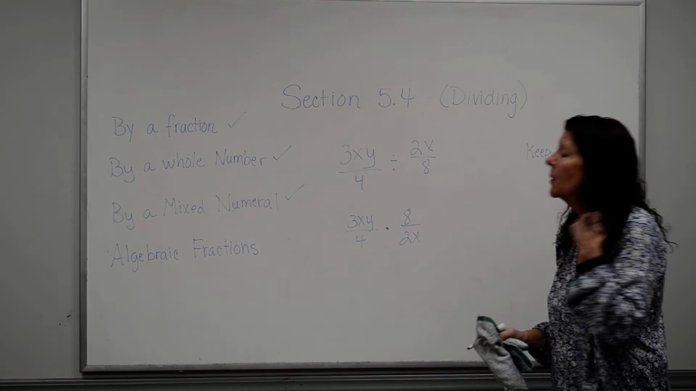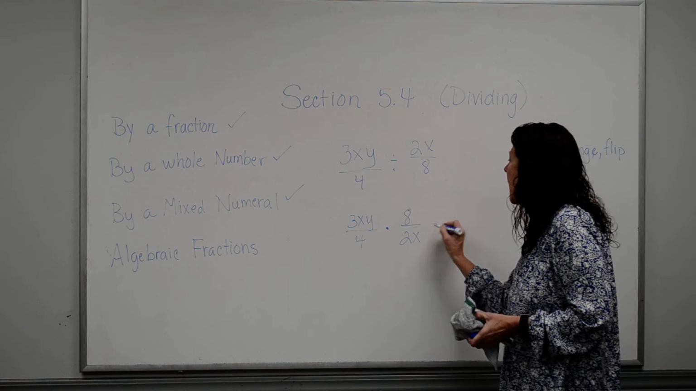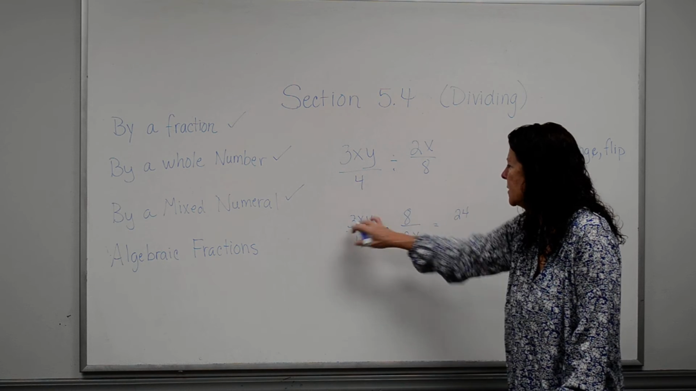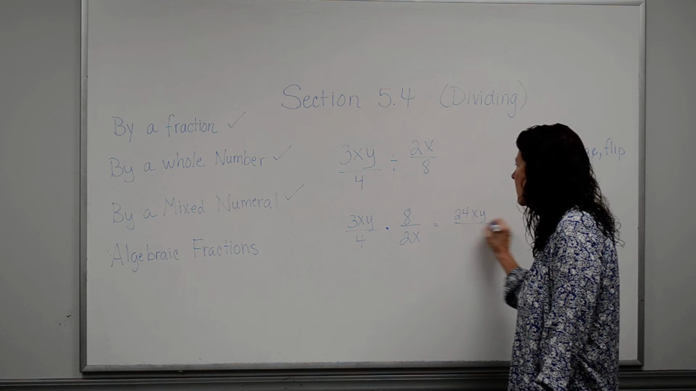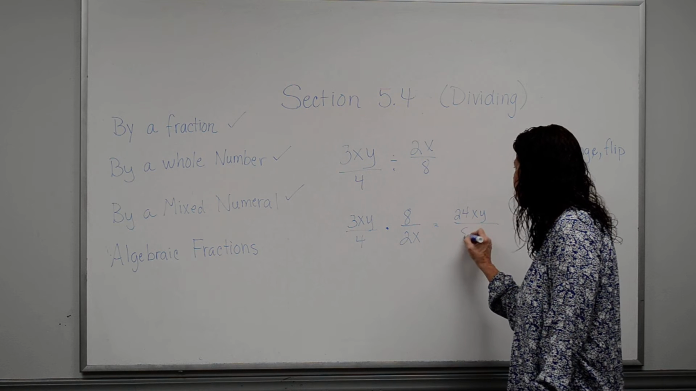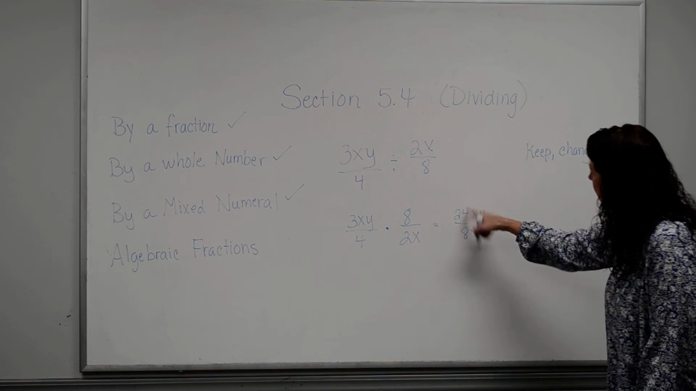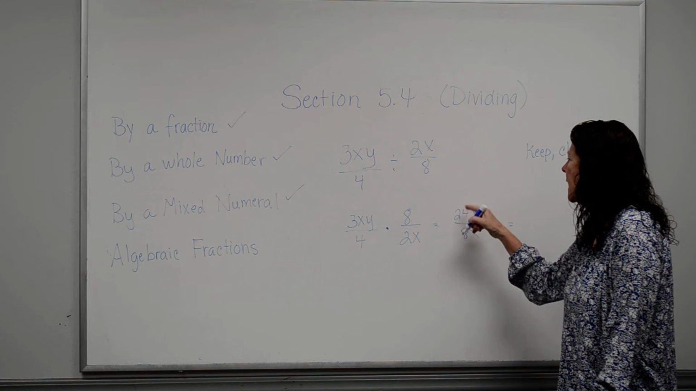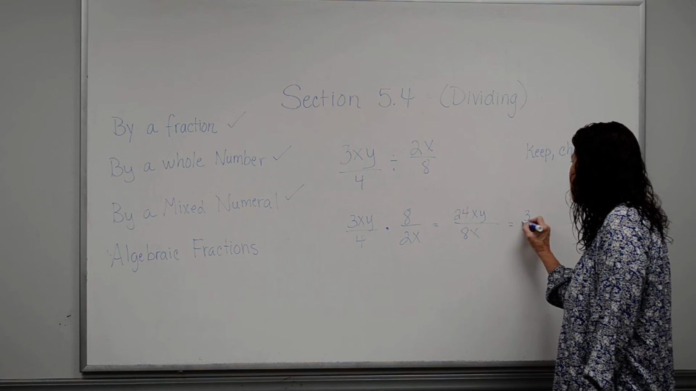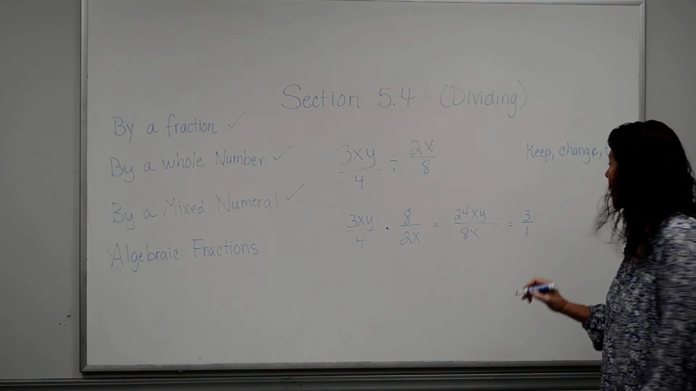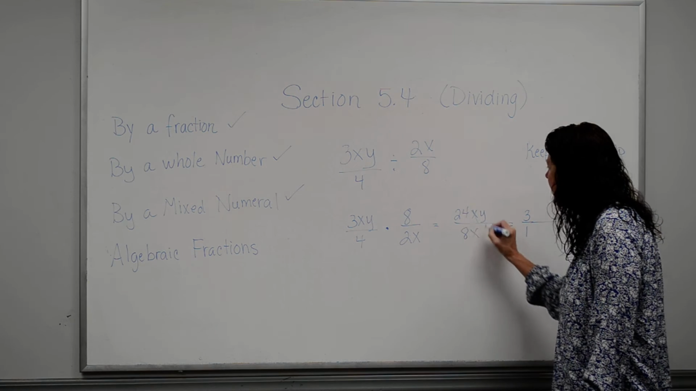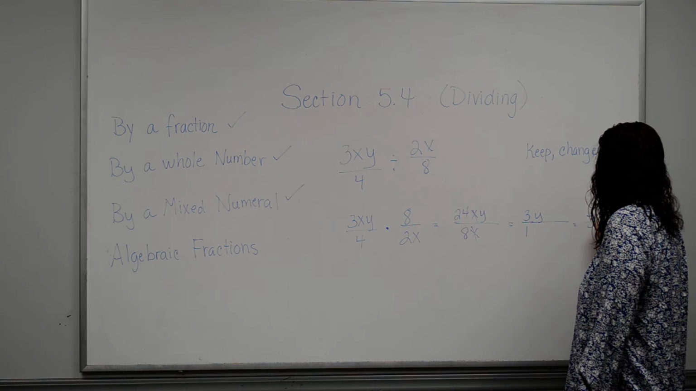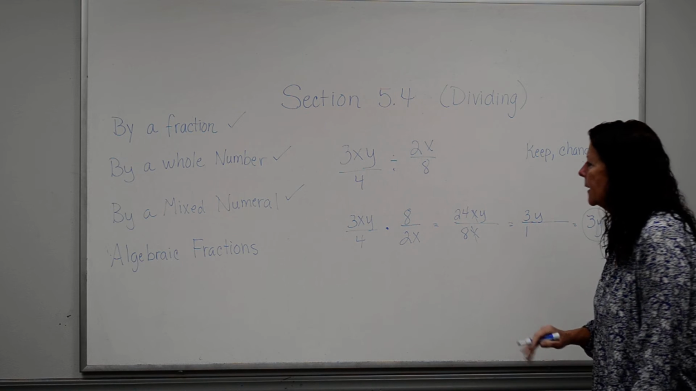Now, you can do this one of two ways. You can either go ahead and multiply across. So I've got 24, 8 times 3, xy over 8x. And then I go, okay, well, I've got to change this. I can take the 24 over 8, and it reduces to 3 over 1 because I can divide both of them by 8. The x's mark out, and I'm left with a y on the top. So that's just going to give me 3y.